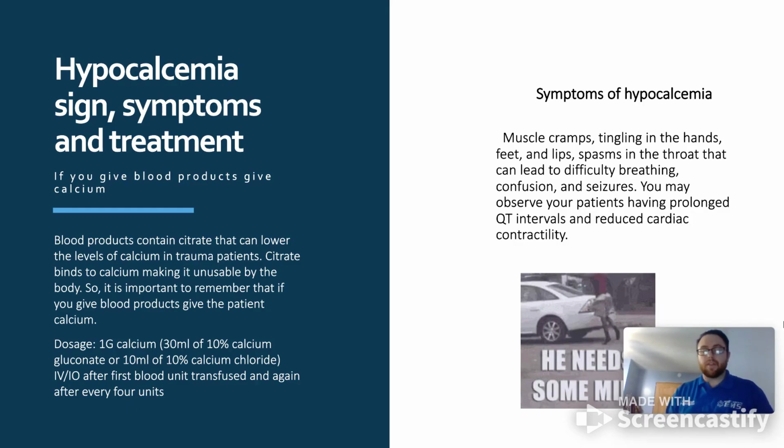It can come as 30 mLs of 10% calcium gluconate or 10 mLs of 10% calcium chloride, IV/IO, and we want to give this after our first unit of blood. We also want to redo the dose after every 4 units of blood. So it's always safe to remember that if we're giving blood, give some calcium with it so we can prevent hypocalcemia in our patients.